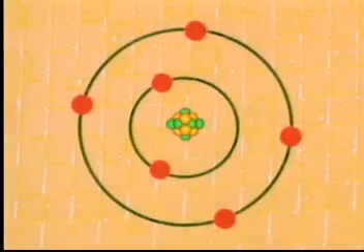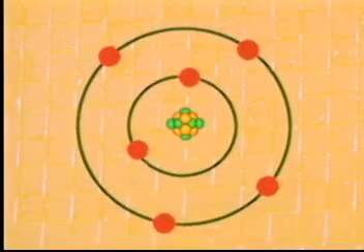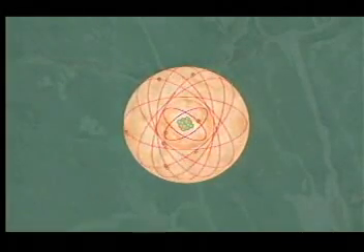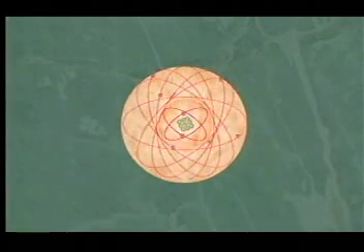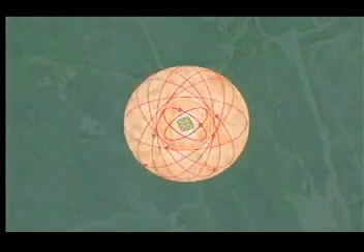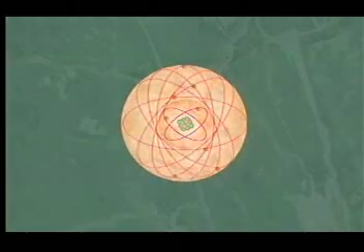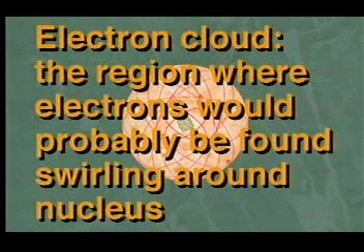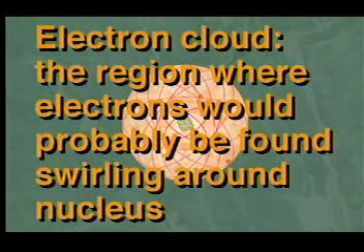While today scientists agree that electrons orbit the nucleus in energy levels, they do not do so in regular paths. Instead, electrons dart in ever-changing paths within energy levels. They form what is referred to as an electron cloud. The electron cloud represents the region where electrons would probably be found swirling around the nucleus of an atom.